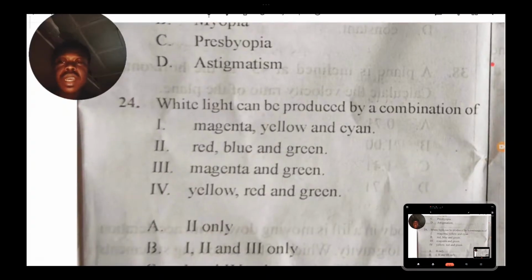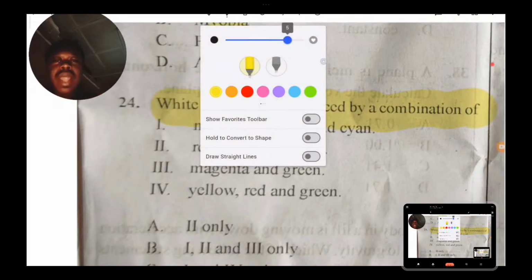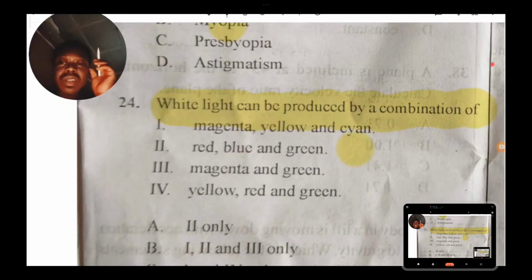All right, then question 24 reads: white light can be produced by a combination of which of the following combinations will give you white light? That is the question, and this is under SS2 work. It is under what? Refraction of light waves, exactly. Which light can be produced by a combination of this? And we know that when light is split into 7 colors, right?